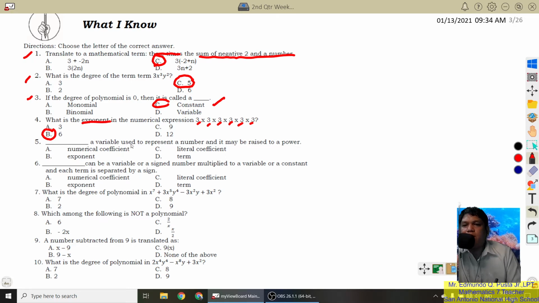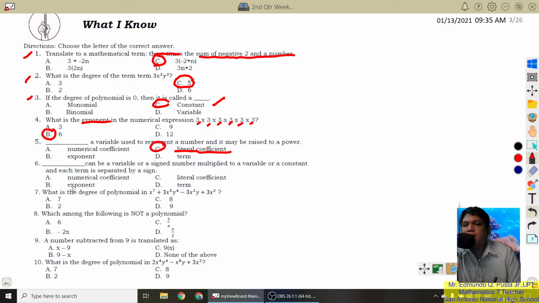Next one is number 5. Blank is a variable used to represent a number and it may be raised to a power. A numerical coefficient, B exponent, C literal coefficient, D term. So blank is a variable used to represent a number. It may be raised to a power. So this one is what we call C, literal coefficient.